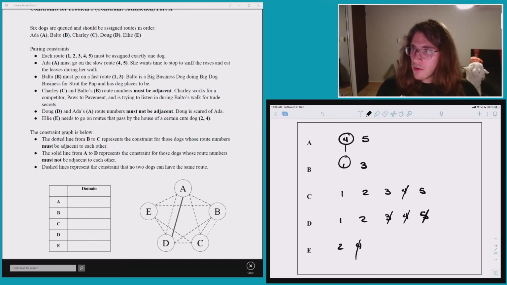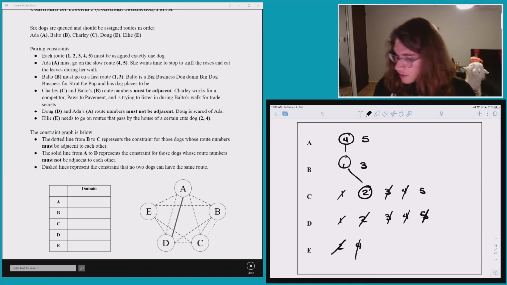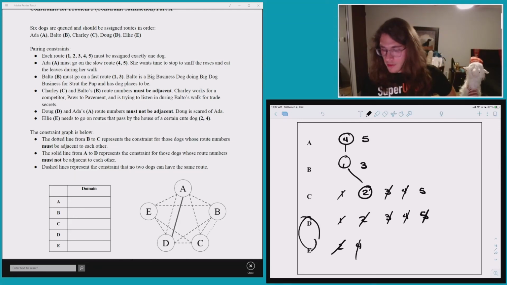Balto goes on route number 1, which means that Charlie can no longer go on route 3, nor can he go on route 1. Doug can't go on route 1, which means Doug can only go on route 2. Charlie goes on route 2. Doug can't go on route 2, and neither can Ellie, which means we have 2 empty domains. So we have to backtrack.